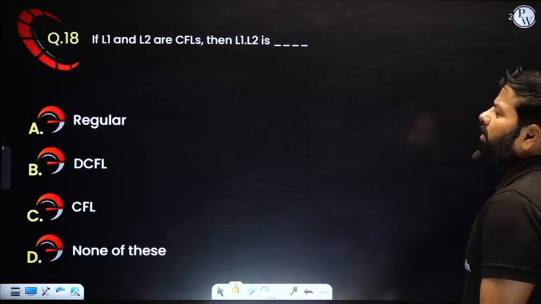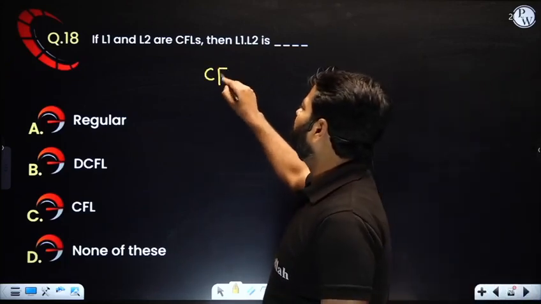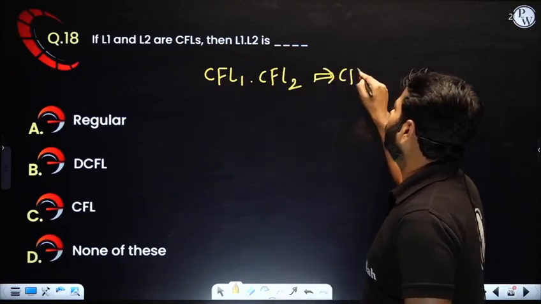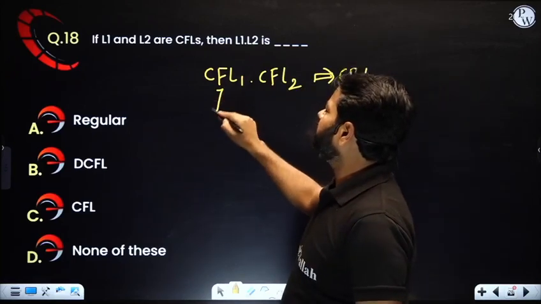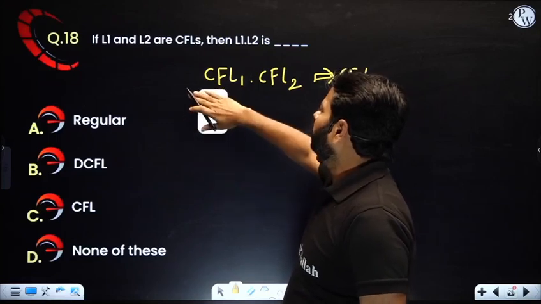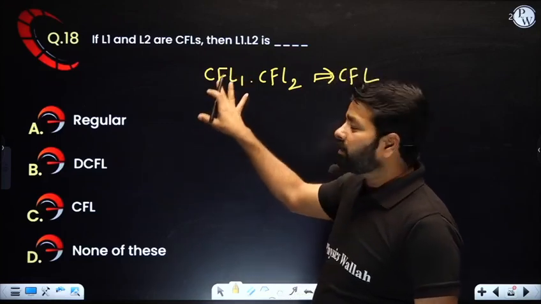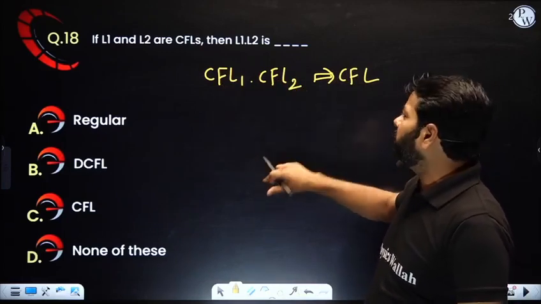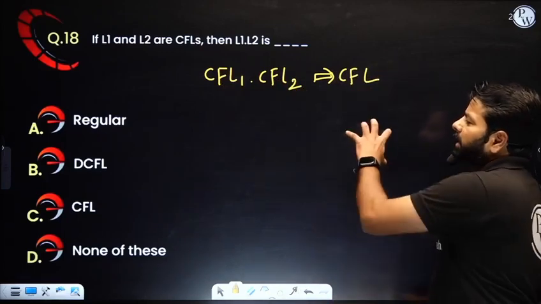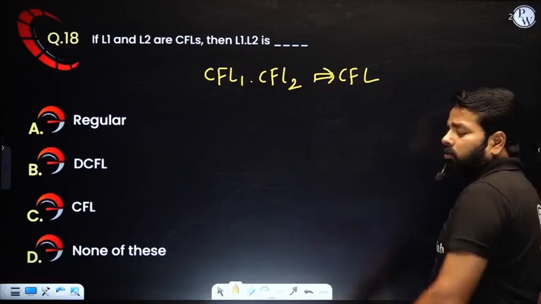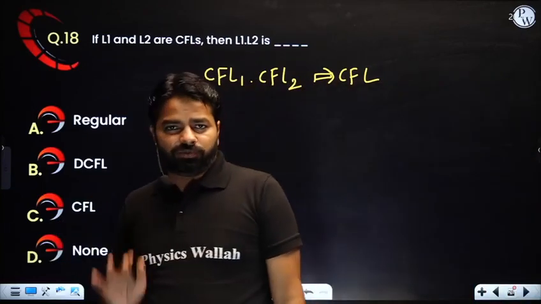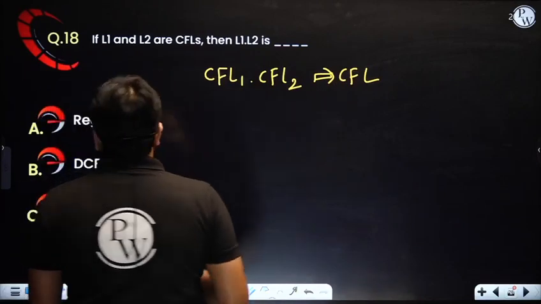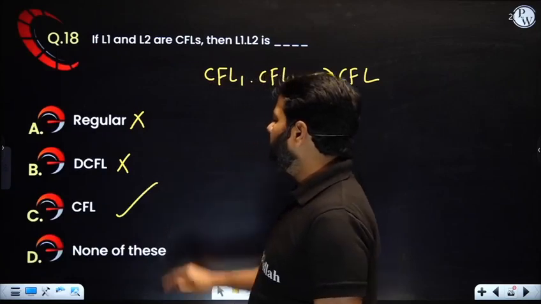Next, obviously, just now I told you CFL1 dot CFL2 is always CFL. How do you prove it? You just write a grammar for this. Take G1 as a context free grammar with S1 as a start symbol, and G2 as a context free grammar with S2 as a start symbol. You can write a new grammar combining CFG1 and CFG2 along with a new start symbol S that derives S1 followed by S2. Very simple. You can prove it is always CFL. So don't choose regular or DCFL, but always choose CFL.